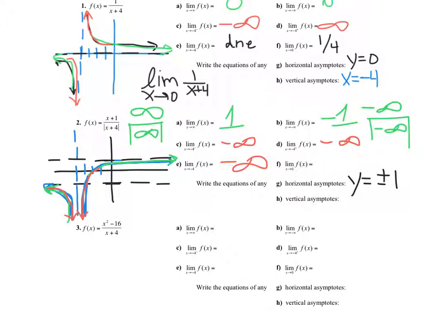How about we just plug it in, right? Same as the last one, huh? 1/4. That's this dot right there, that's 1/4. And then what's the vertical asymptote? X equals, don't forget x equals, thank you, -4.